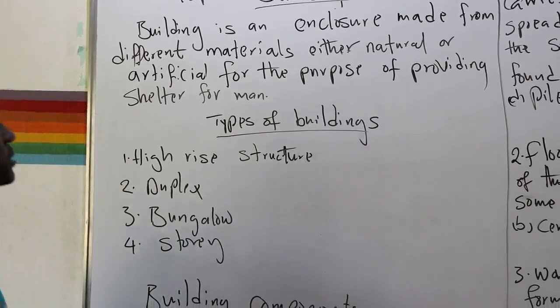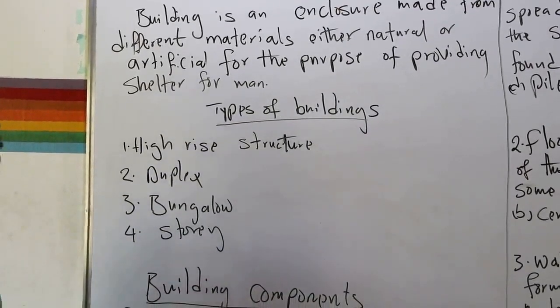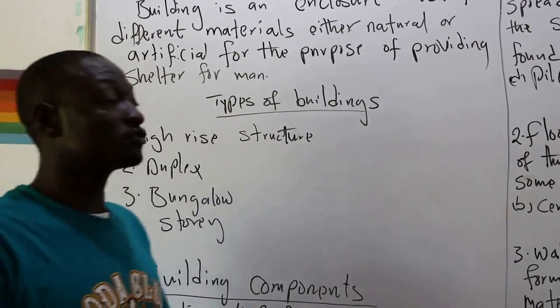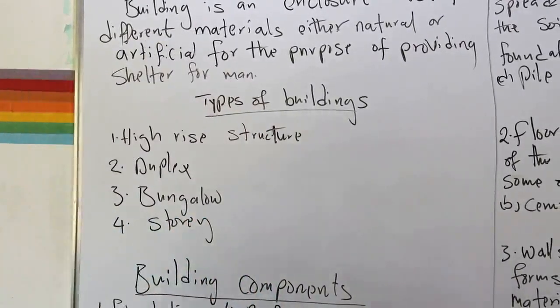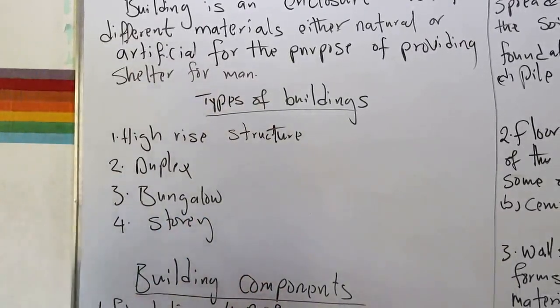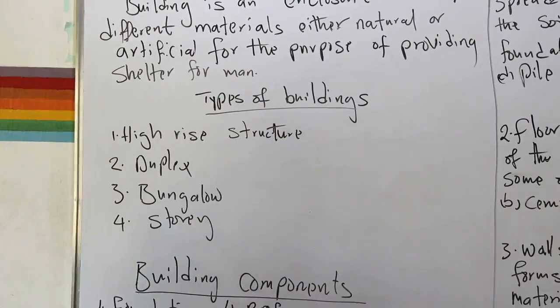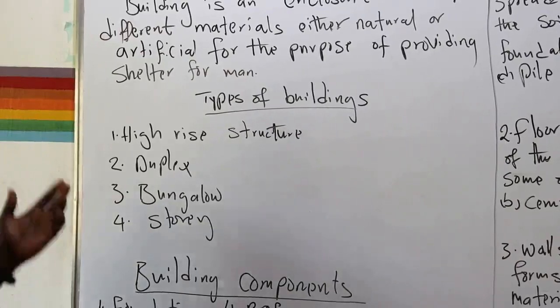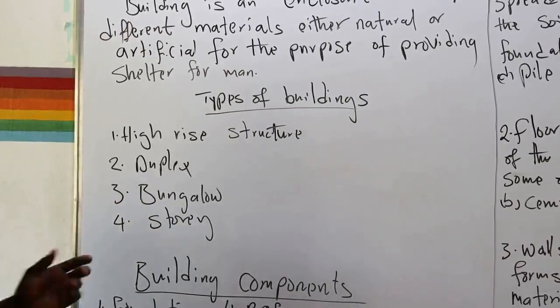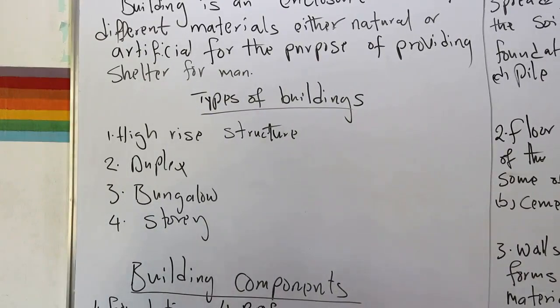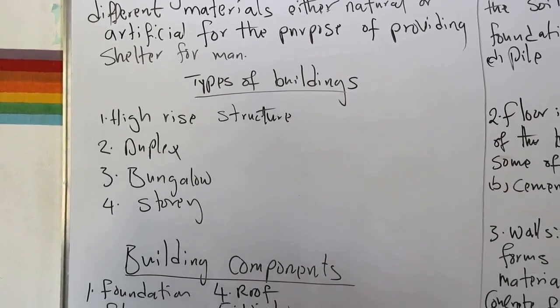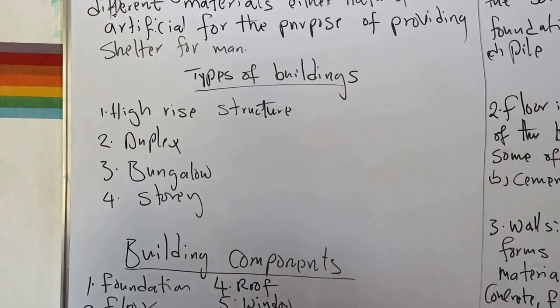Let's quickly look at the different types of building. We have different types of buildings based on how they are constructed, the materials used, and the design those buildings carry. Here we have the high-rise structure, a building that is mostly used in public places for official functions.